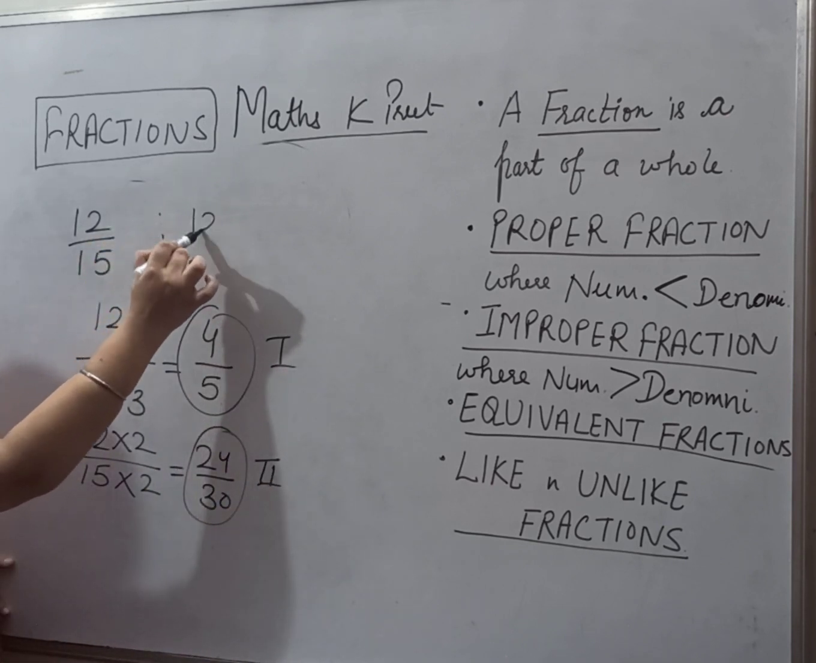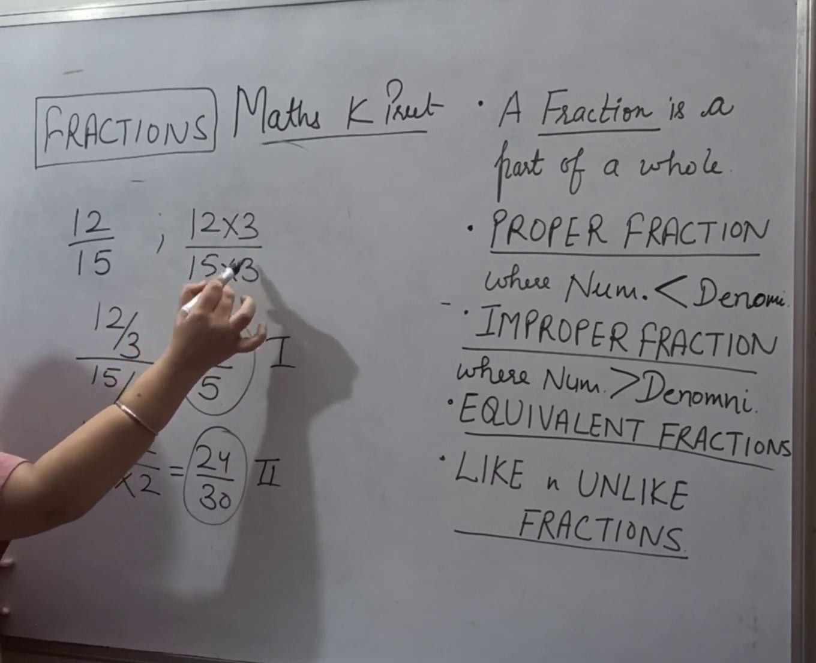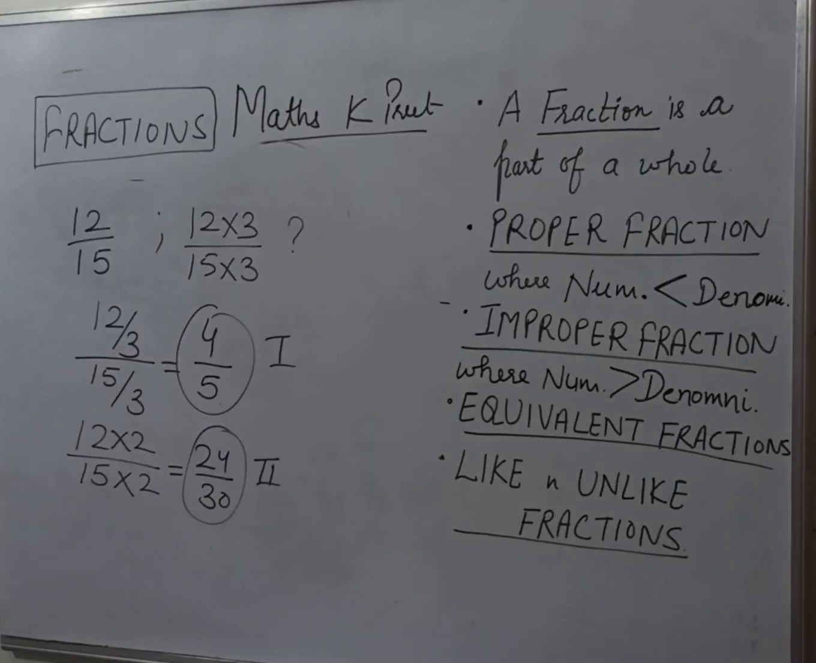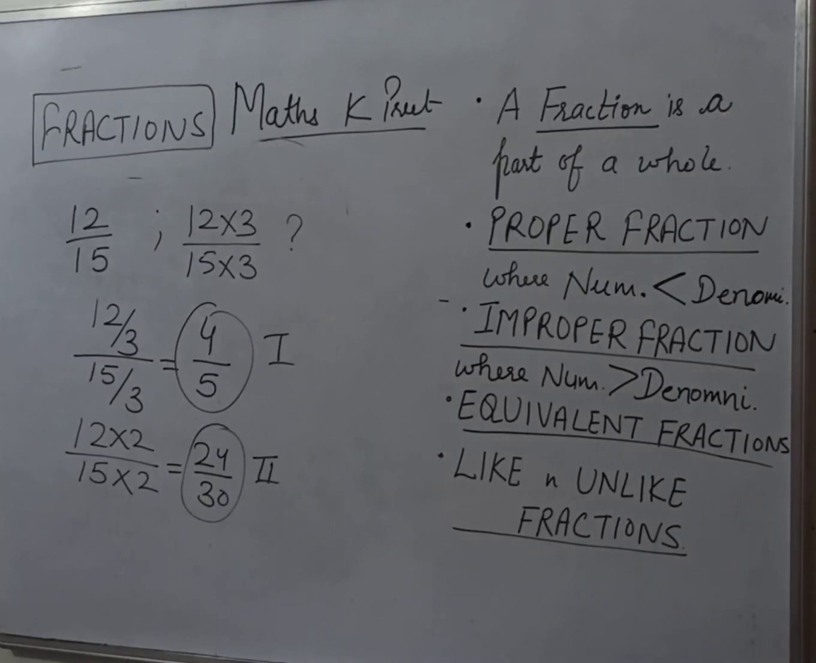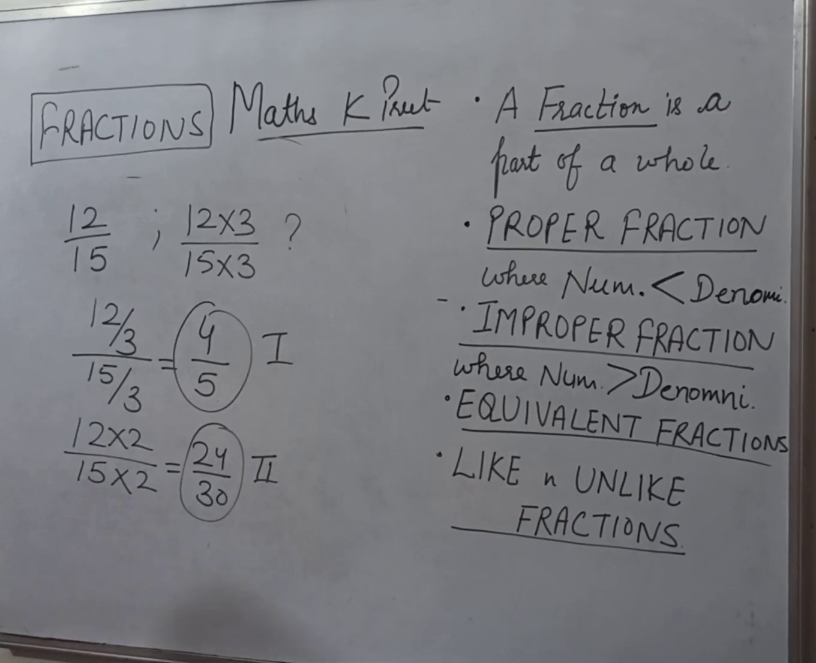Third, you can find by multiplying it with 3. So calculate this. So this was the definition for equivalent fractions. When a fraction is given, we can find the equivalent fraction by multiplying the numerator and denominator by the same number, or by cancelling out the common factor in the numerator as well as in the denominator.